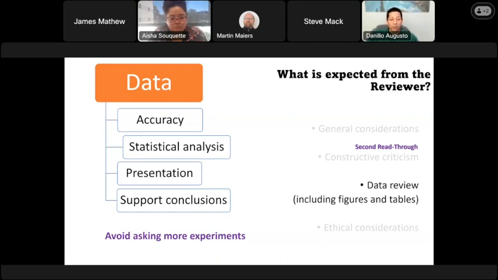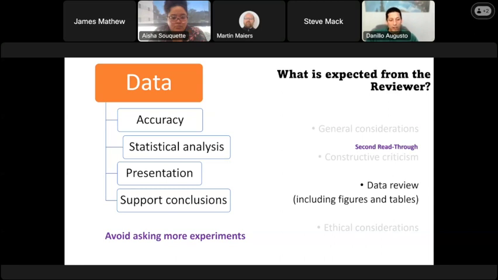Maybe the reviewer has a better idea of how to plot this data, and they can say, oh, maybe this figure is not great, but if you plot just this way, it will do much better. So this kind of feedback is very beneficial for the authors and for the peer review process itself. And also, are the data supporting the conclusions?